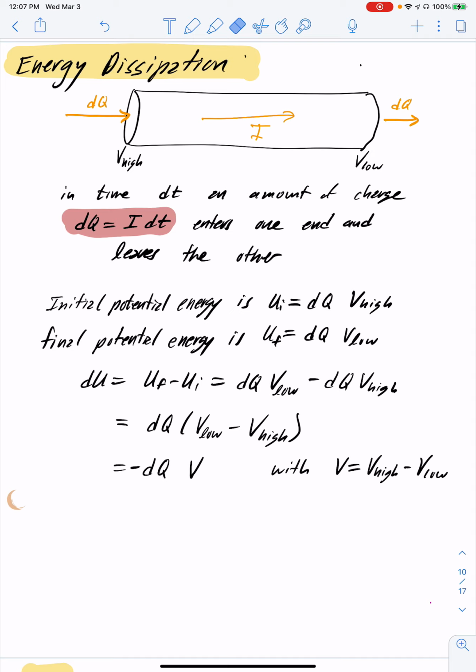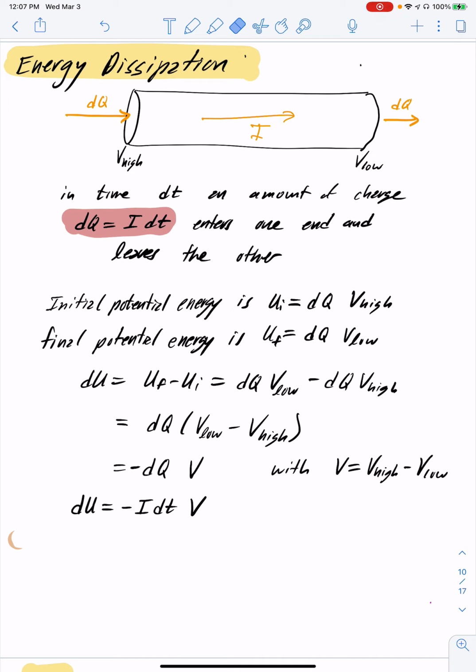Okay, so if we call V the potential difference across, high minus low, we see that the change of potential energy is negative the amount of charge times V. It's important that we always remember, even though it doesn't say delta V, that when you talk about a circuit element, V is the potential difference from one end to the other.